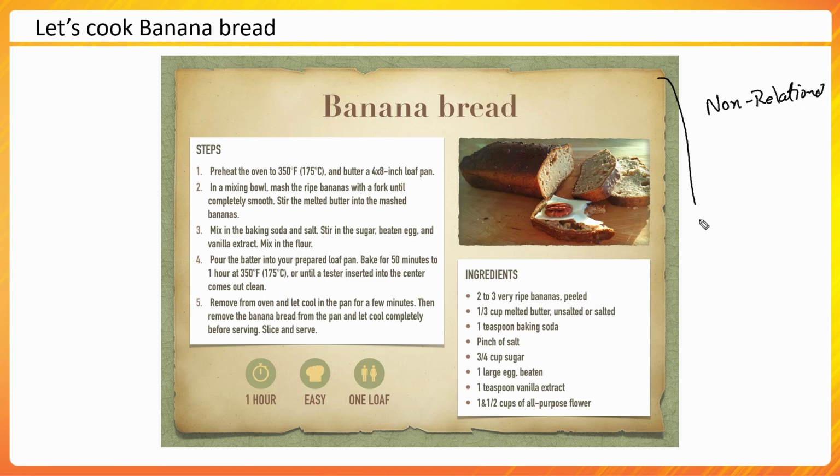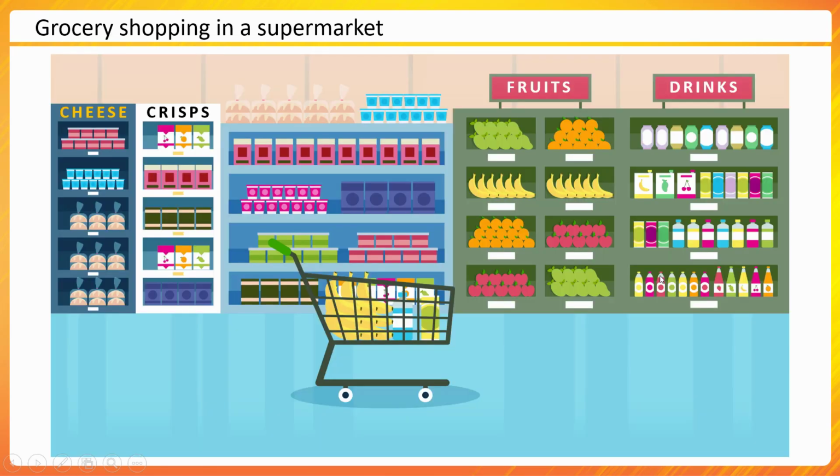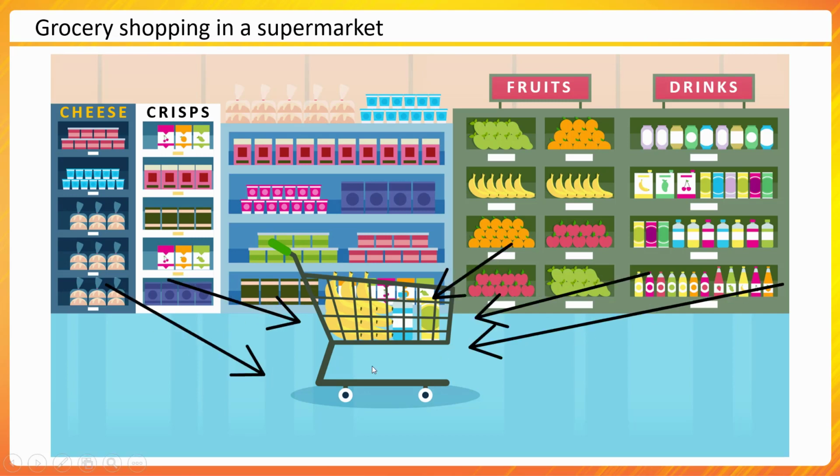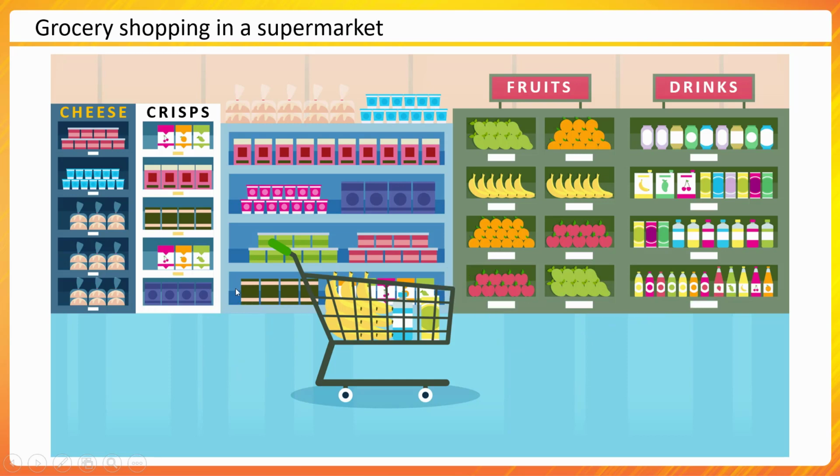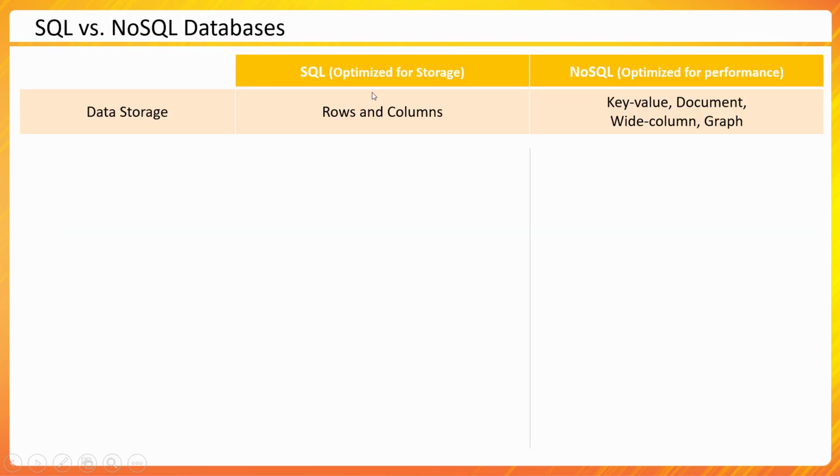In one document, I am getting all the information I need, whereas in the case of a traditional relational database, my data would be spread across multiple tables, and then I would be running a query which will bring data from different places and deliver me the result I am looking for, right? So, differentiation between them. SQL databases are optimized for storage. What I mean by that, I'll explain in a minute. NoSQL are optimized for performance.